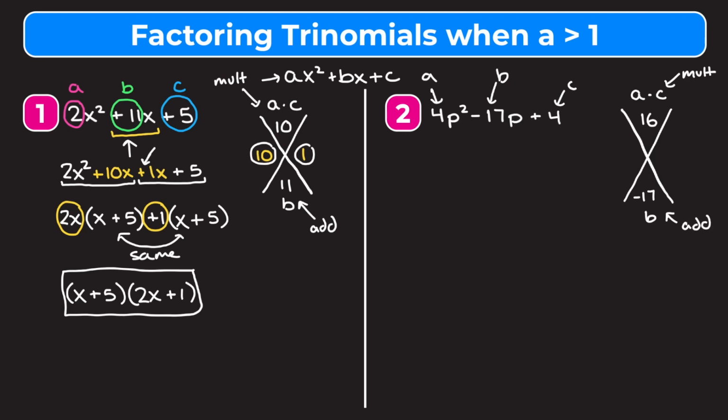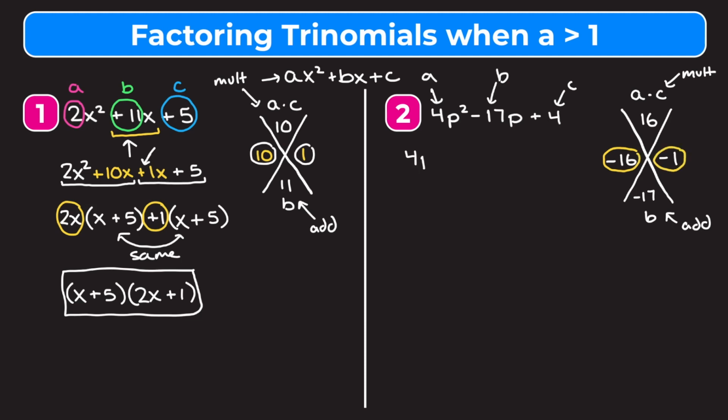So we know both of our numbers have to be negative because they have to multiply to a positive number but add to a negative number. So we're going to do negative 16 and negative 1, because those multiply to a positive 16, and they add to a negative 17. And now we need to split our middle term into two terms with these numbers as the coefficients.